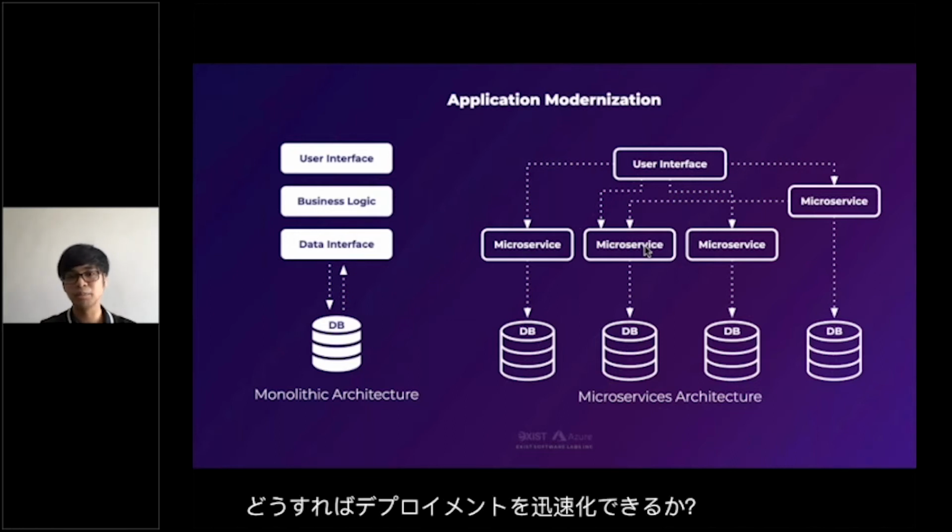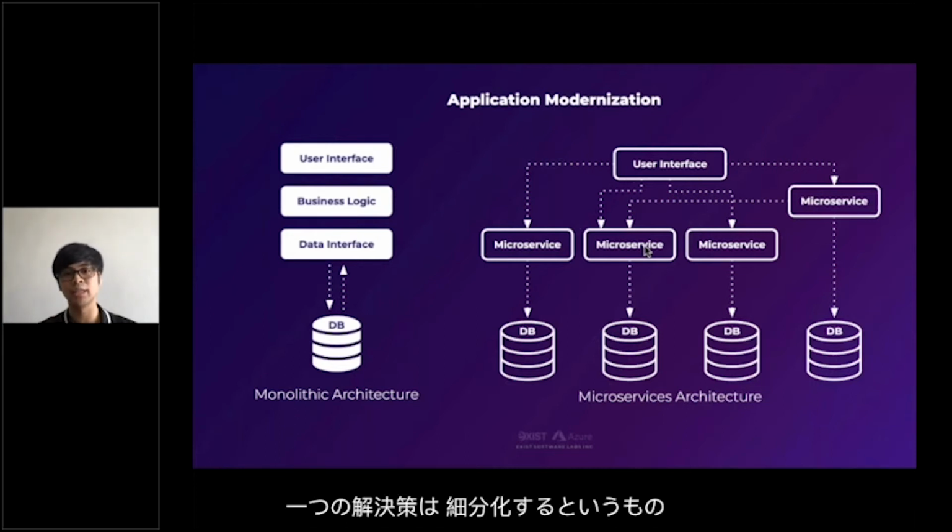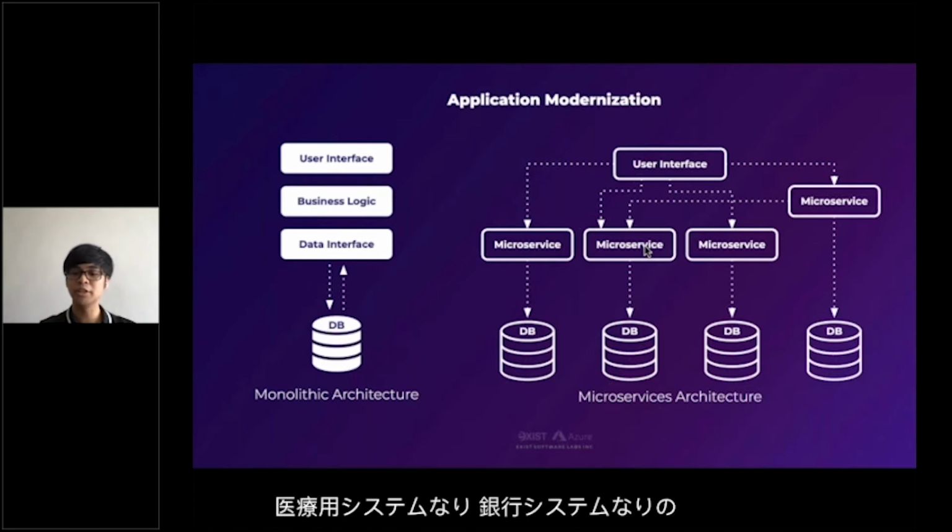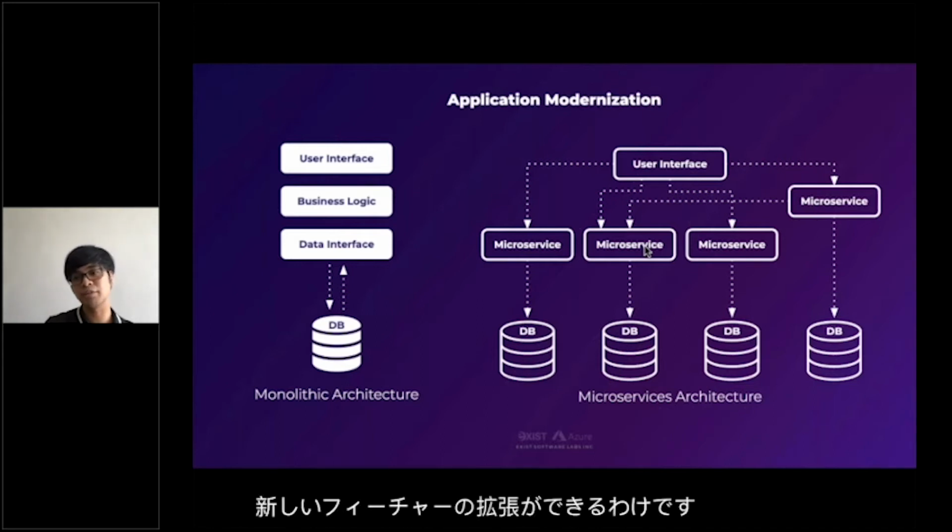Imagine how can you actually deploy it faster? So one of the solutions that came up is that you have to break those down. You have to break those down into smaller pieces so that we can actually make changes much faster. Instead of deploying your whole healthcare system or your whole banking system, imagine if you can just deploy a specific module, or you can actually augment a new feature without actually deploying the whole ecosystem once again.